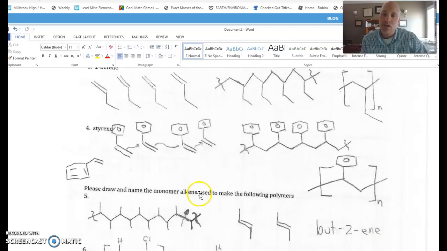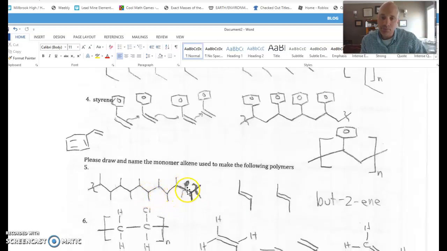So another one right here, I want to point out that I did make a mistake. For this to be drawn correctly, you shouldn't have the squiggly line here. You should actually have a squiggly line going through a bond right here. So what we're going to do is say, well, if this is the polymer, what is the monomer that was used in making it?